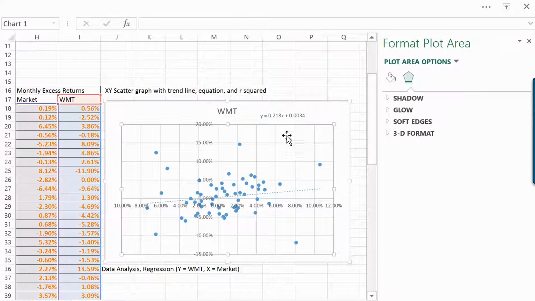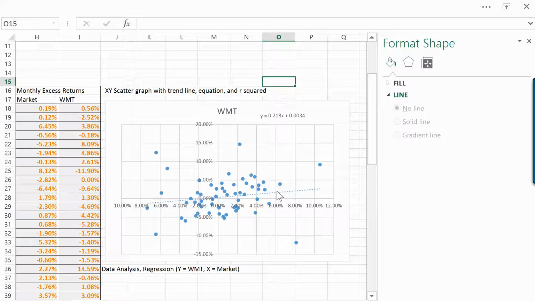Well, it looks like I can. But it looks like the equation is the y-axis. The y is the excess return of Walmart. The x is the excess return of the market. So the best fit equation is Walmart's return is 0.218 times the market's return plus a constant, which is pretty close to 0. So one way of thinking about that is if the market is up 10%, Walmart should be up 2% or 2.1% plus some constant.